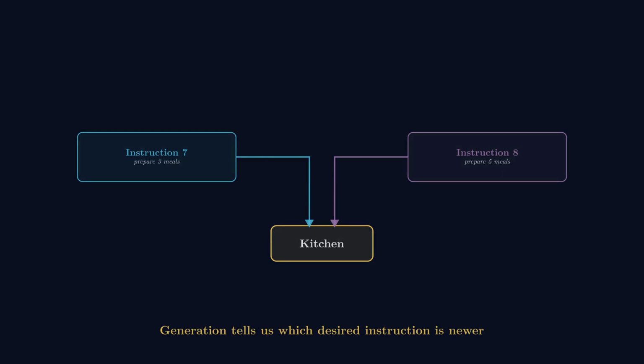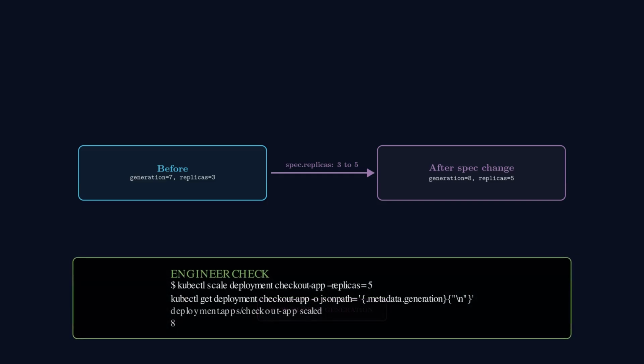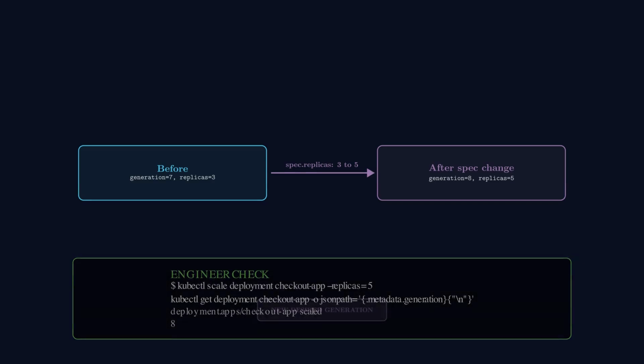Now apply that idea to our checkout app deployment. At generation 7, it asks for 3 replicas. The user scales the deployment to 5 replicas. That changes the desired state, so Kubernetes advances the deployment generation from 7 to 8. Generation 8 now identifies the newer desired state of 5 replicas. You can also connect the change to the number itself: scale the deployment, then read its new generation.